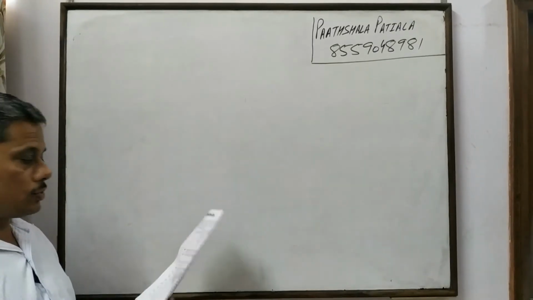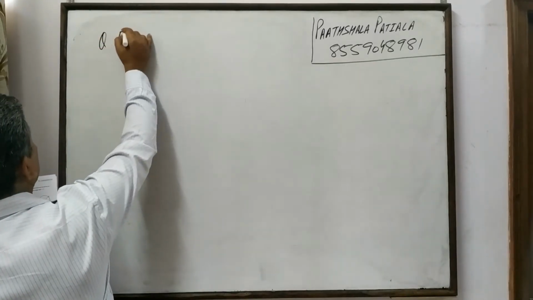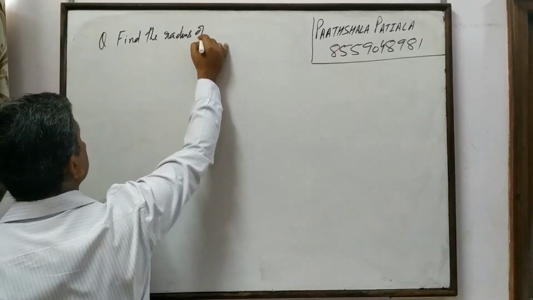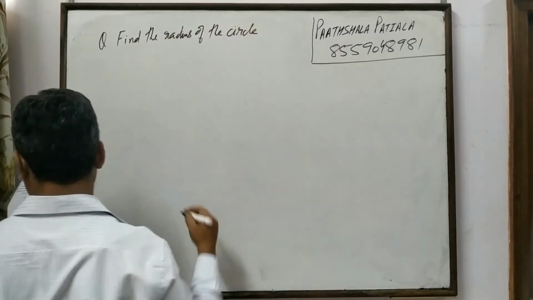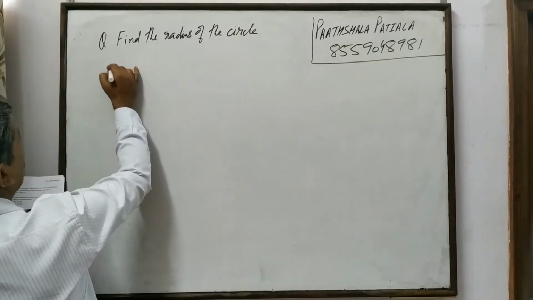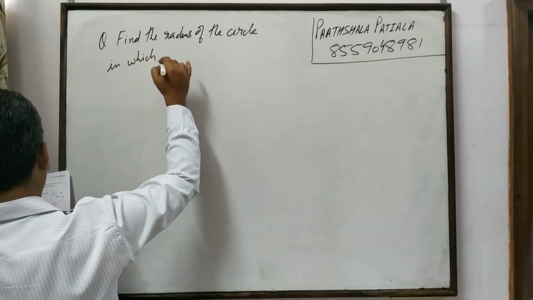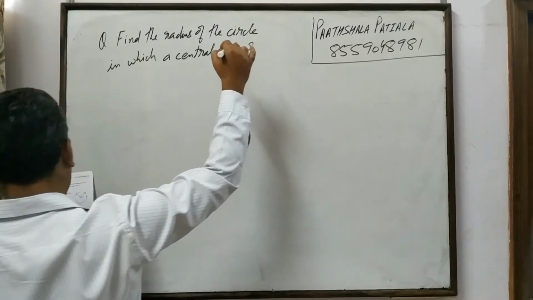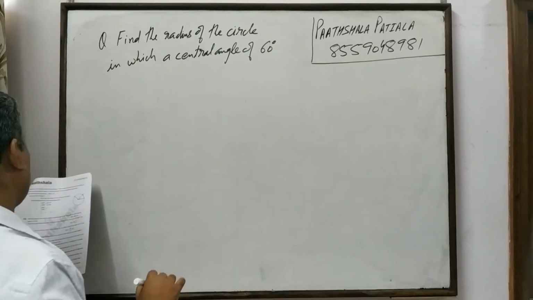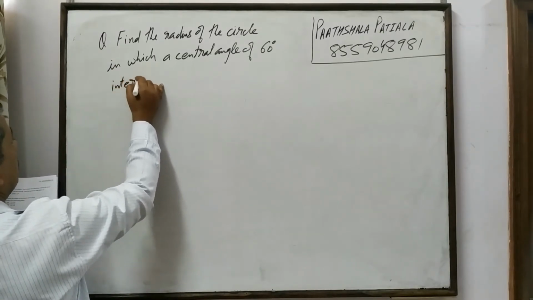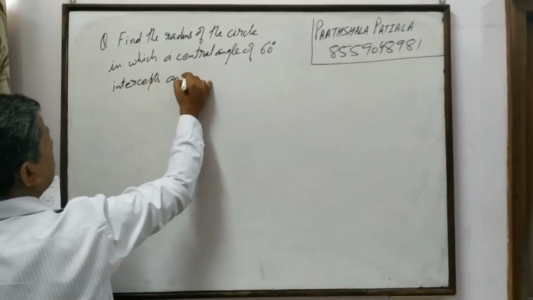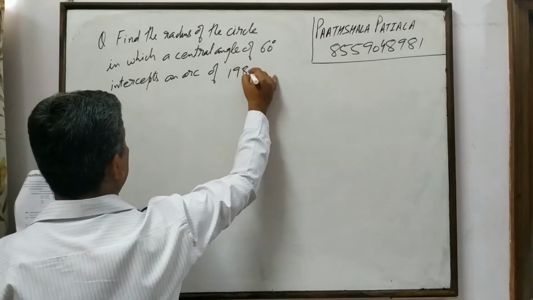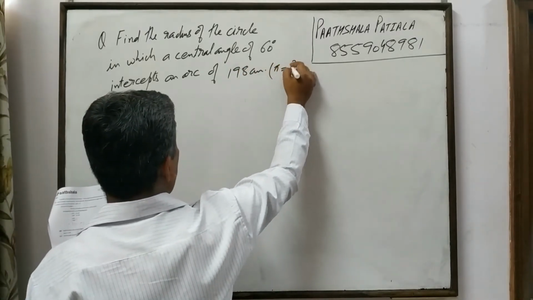Now we'll do a few questions on this. The first question is: find the radius of the circle in which a central angle of 60 degrees intercepts an arc of 198 centimeters. Use pi is equal to 22 upon 7.